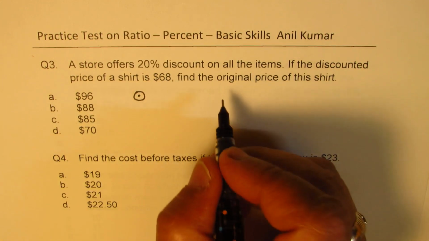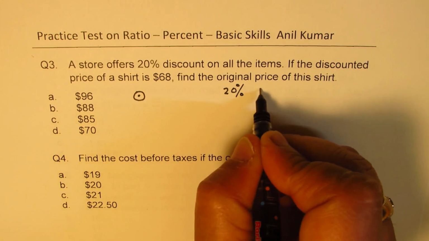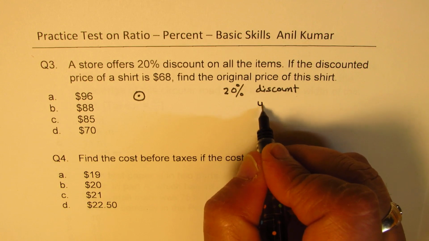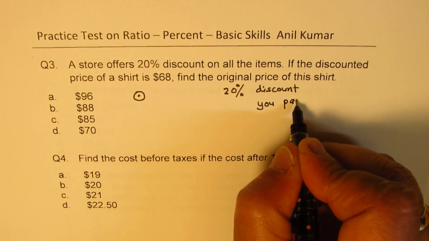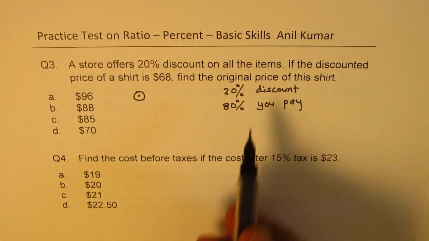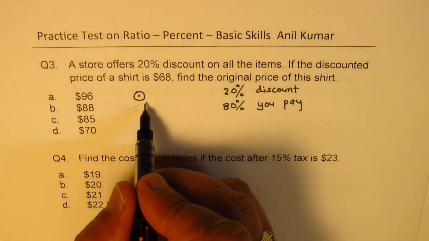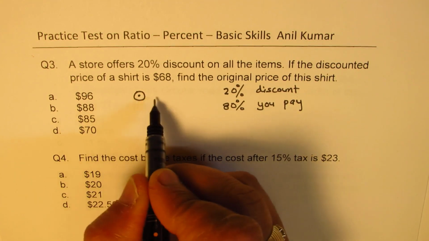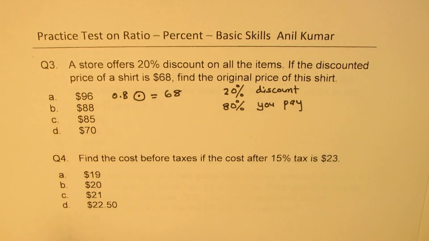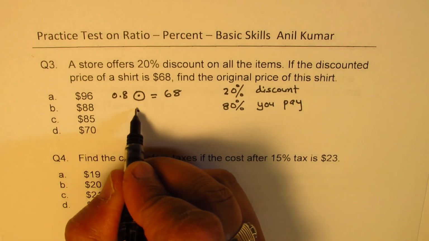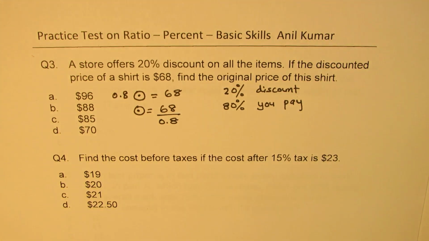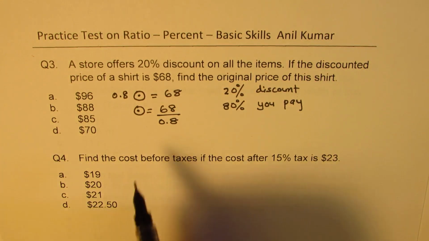So when we say 20% off, what does it mean? It means you pay how much? You do not pay 100%, you pay only 80%. Do you see that? So 80% means 0.8, right? So the original price times 0.8 is 68, because you paid 68. So the original price should be equal to 68 divided by 0.8, correct? That should give you the answer.